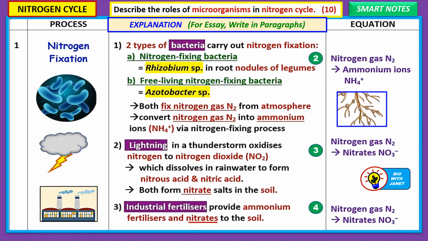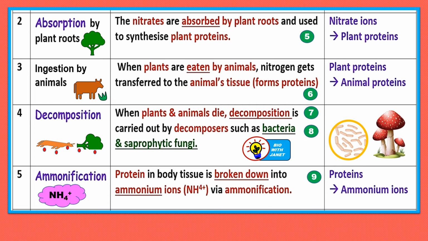So you can copy these notes into your notebook if you want to. Here's the second part of the answer on the role of microorganisms in the nitrogen cycle. By the way, the numbers here in green refer to the numbers in the diagram of the nitrogen cycle earlier. If you are not referring back to the diagram, then you can just ignore the numbers here. Right, so let's look at number 2. After nitrogen fixation, the nitrogen in the atmosphere has combined with elements to form nitrates in the soil.